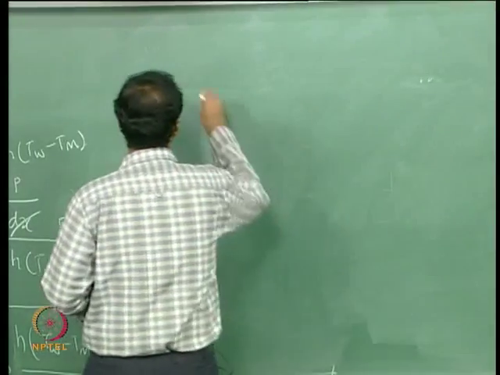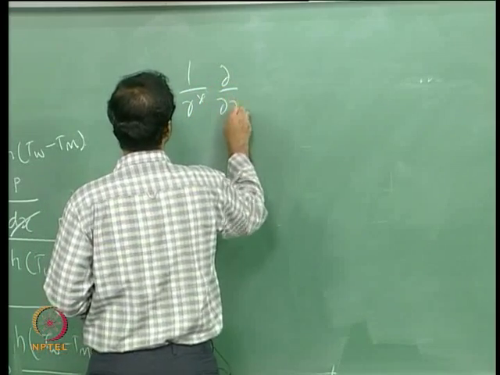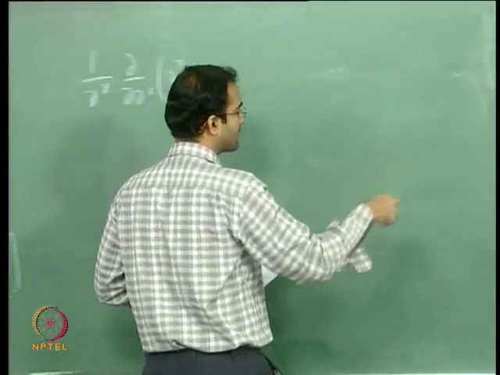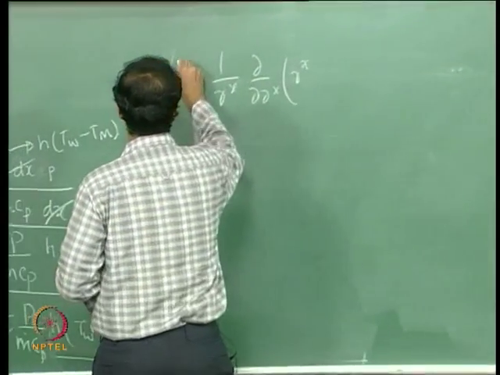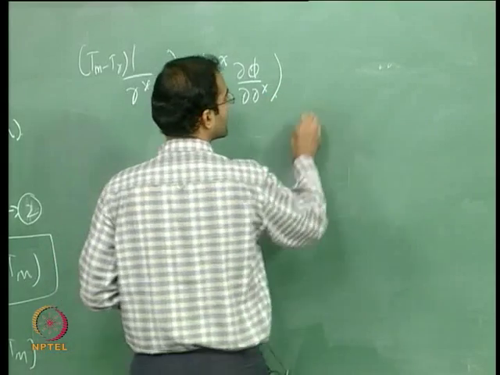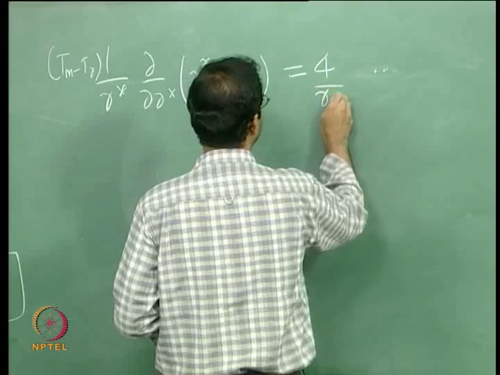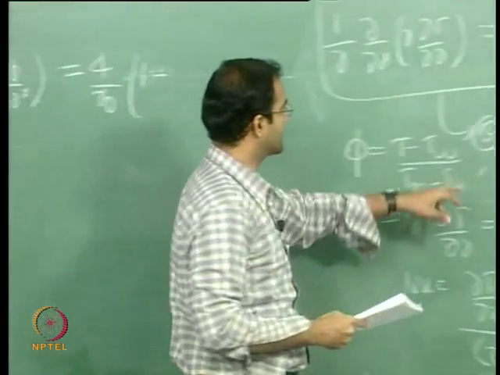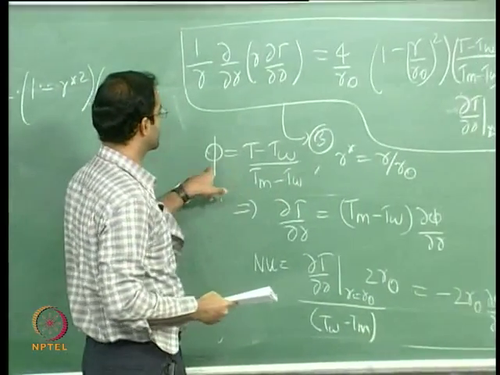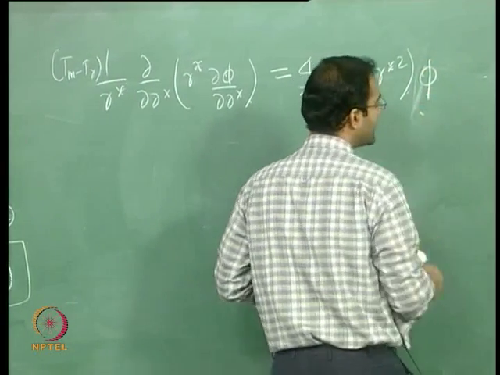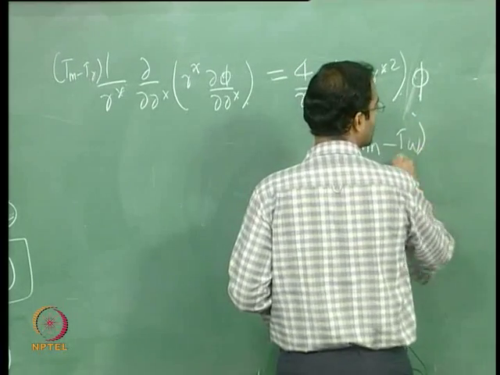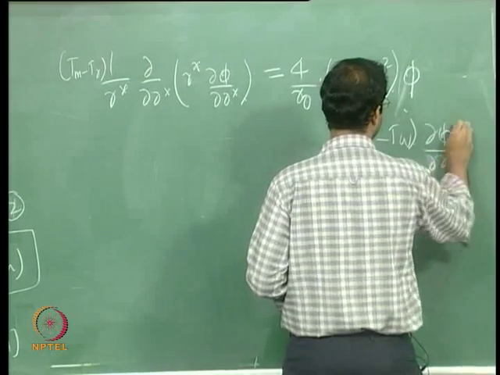So what do I get? I can write this as 1 by r star d by dr star of r star. Now for dT by dr I can substitute Tm minus T wall, which is a function of only x, so it can be taken outside the derivative. So I have (Tm minus T wall) into d phi by dr star. This should be equal to 4 by r naught into 1 minus r by r naught, which is r star, so r star square, times (T minus T wall) by (Tm minus T wall), which is phi, and dT by dr is again (Tm minus T wall) into d phi by dr at r equal to r naught.